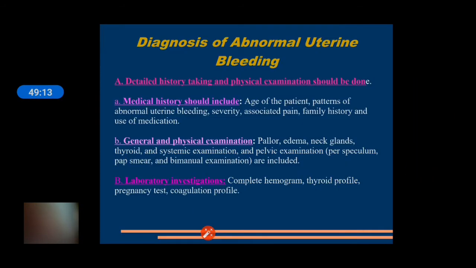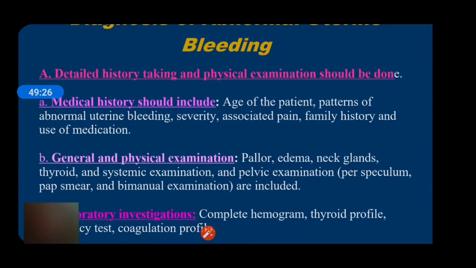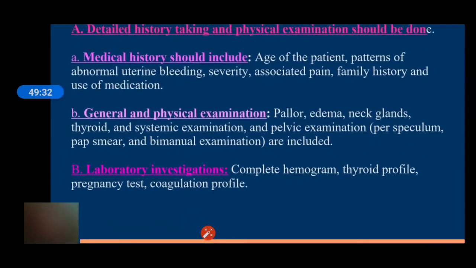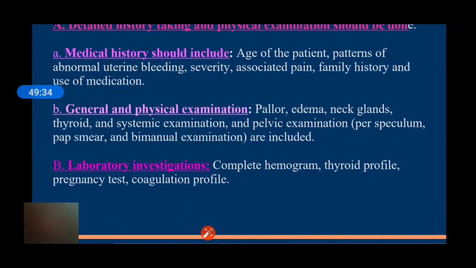Coming to the diagnosis of abnormal uterine bleeding, a detailed history taking and physical examination should be done. So history taking is very, very important. Medical history should include the age of the patient, pattern of abnormal uterine bleeding, severity, associated pain, family history, and the use of medications. Second is a general and physical examination, which includes the pallor, edema, neck glands, thyroid, systemic examination, pelvic examination. First, per speculum examination you have to go through.